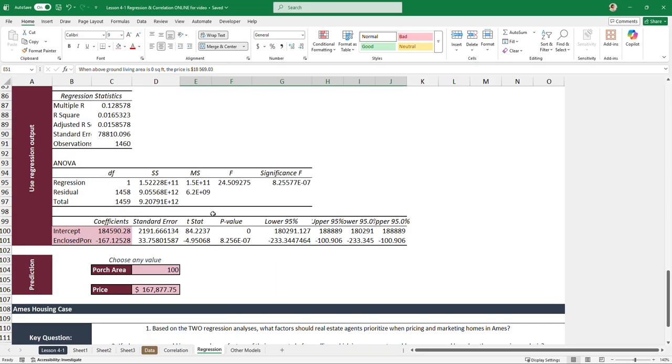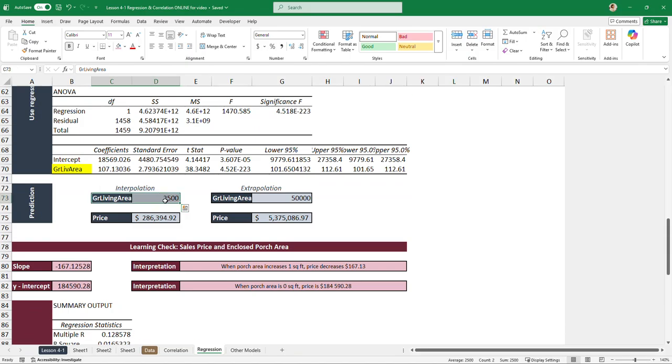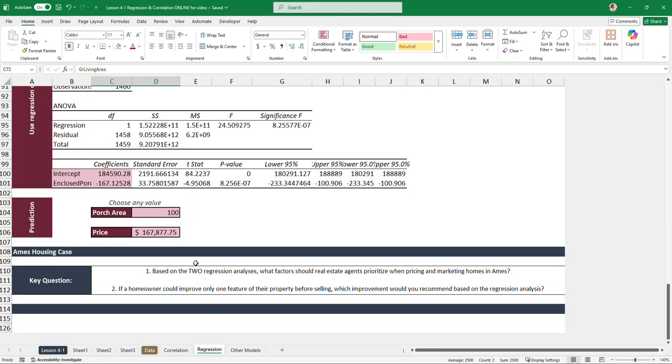So the main purpose of finding this regression equation is so that we can actually have a mathematical formula that we can use to make predictions for prices based on given values for independent variables like porch area and for living area above ground.